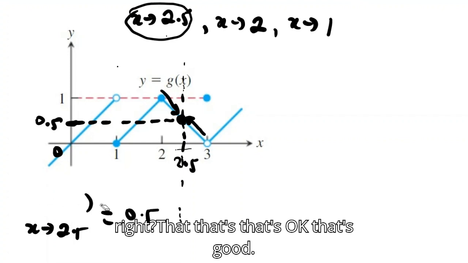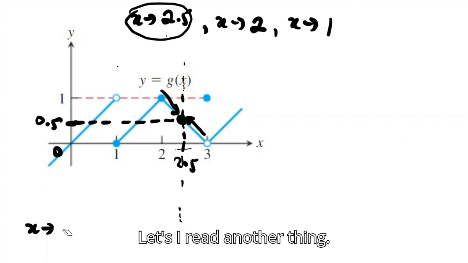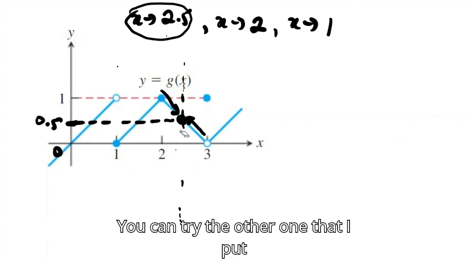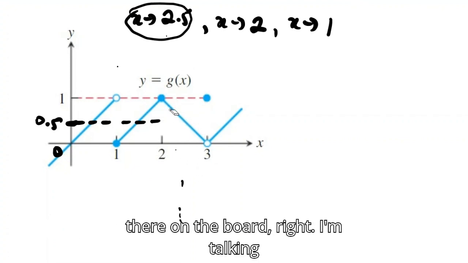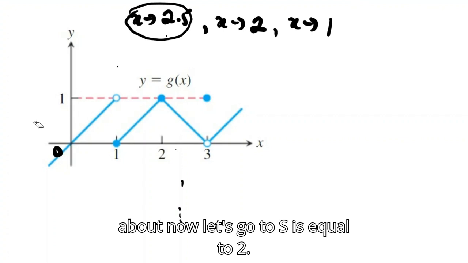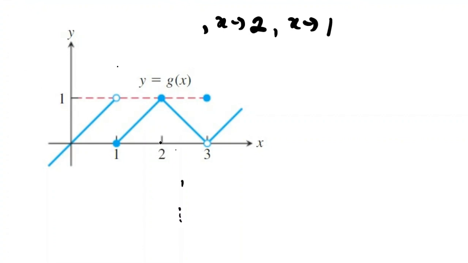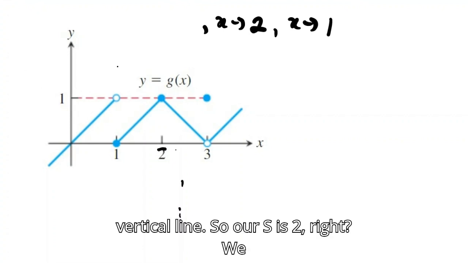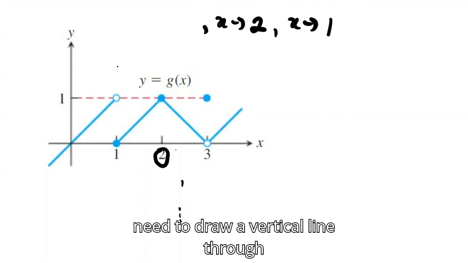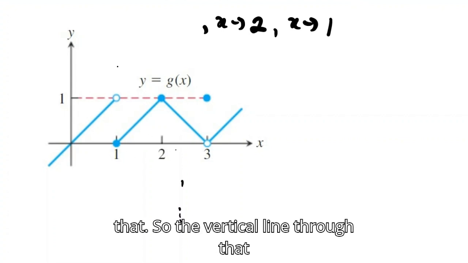That's good. Let's read another thing. You can try the other one that I put there on the board, right? Now let's go to s is equal to 2. We are done with s equal to 2.5. So you go through the same exercise. Our s is 2, right? We need to draw a vertical line through that.